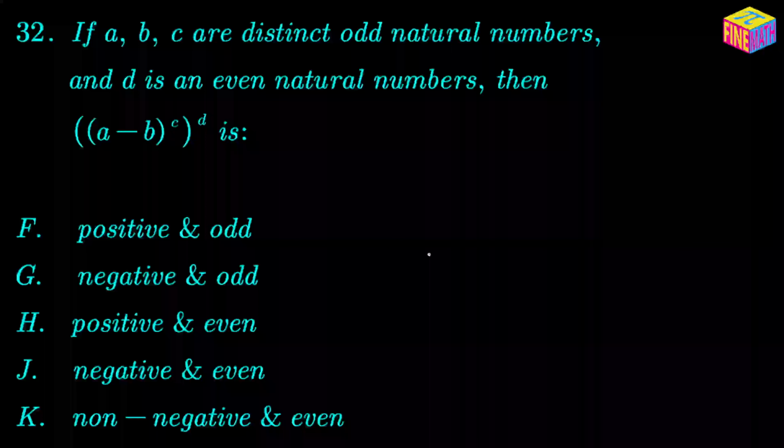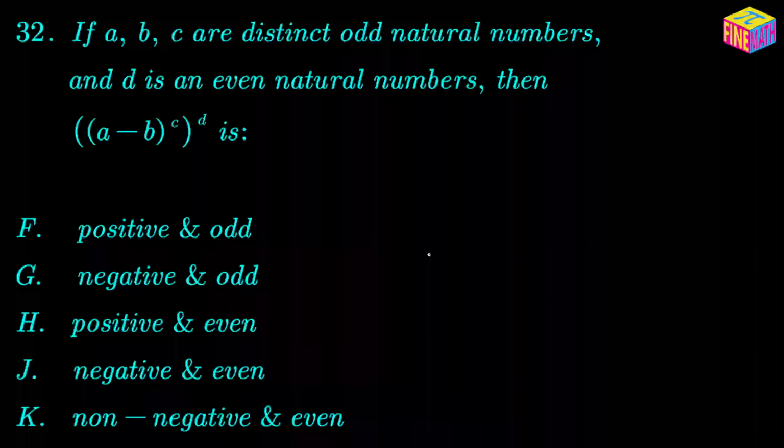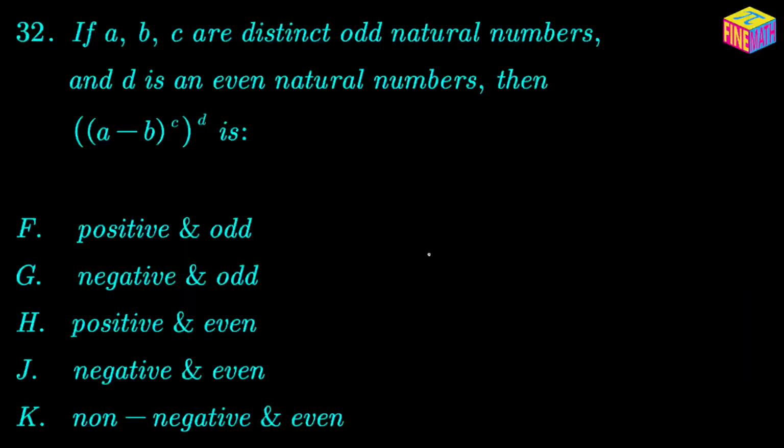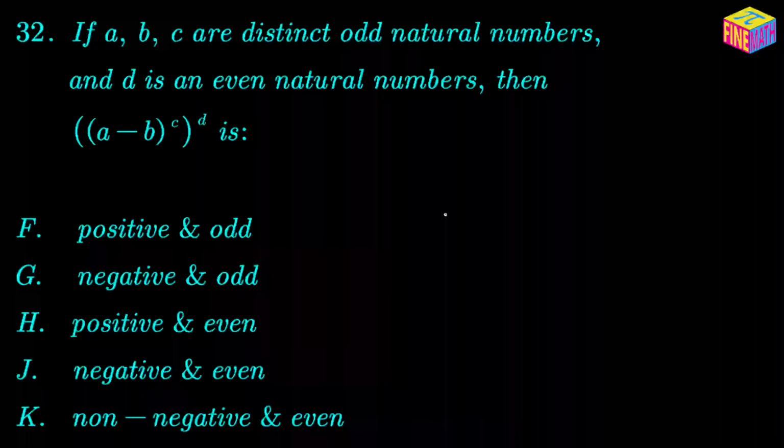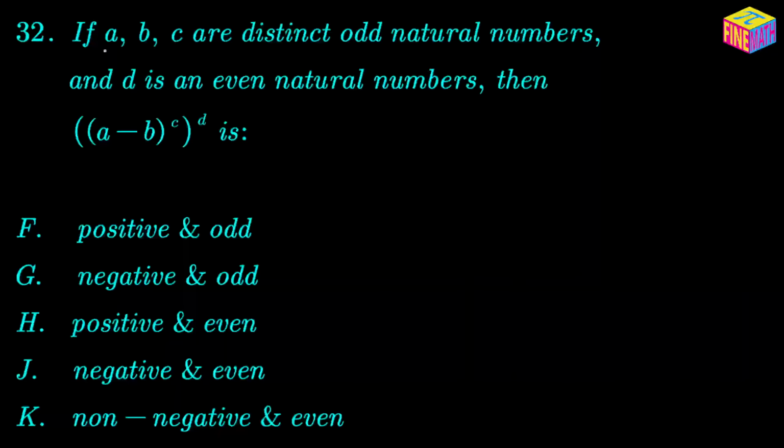So let's get started. Here the question says that if A, B and C are distinct odd natural numbers, so A, B and C, they are all natural numbers, meaning positive integers, and they are odd numbers. And D is an even natural number. So D is also a positive integer, but it's an even number. So let's make a quick note here that A, B, C are odd and D is even. That's the most important information here in this problem.